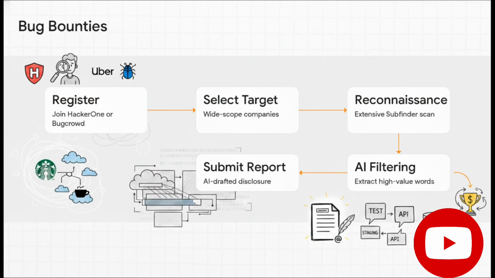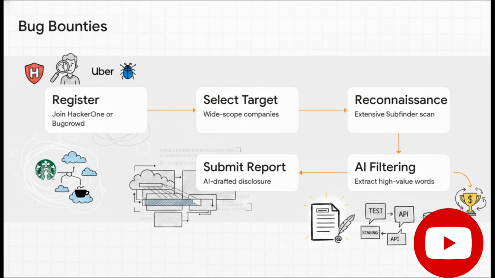Method 2 is legitimate bug bounty hunting. Tech giants like Uber or Starbucks actually invite the public to find their security flaws through platforms like HackerOne or BugCrowd. You start by registering and selecting wide-scope corporate targets, meaning they let you test all subdomains owned by the brand. After running your extensive Subfinder recon, you use AI to cut through all the noise hunting for high-value keywords like test, staging, or API. If you uncover a vulnerability, like an open internal login screen, AI helps you draft a formal vulnerability disclosure report.